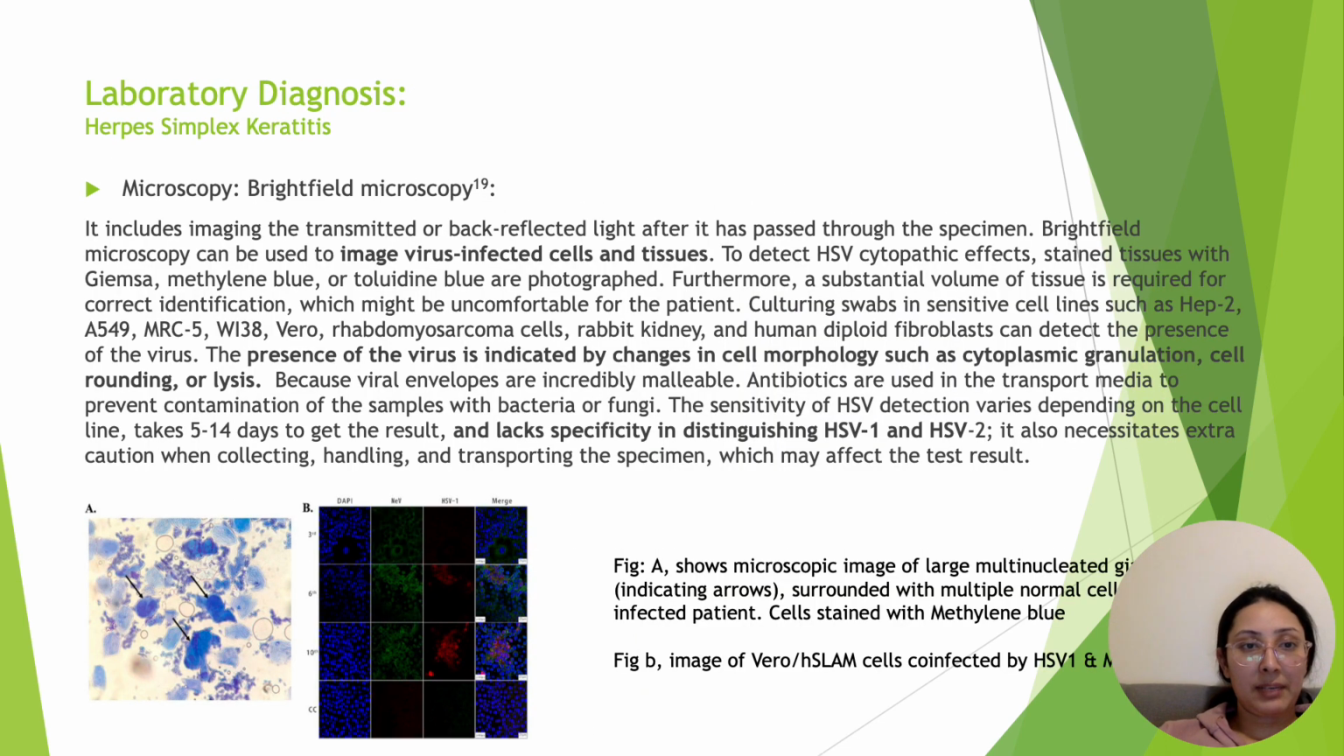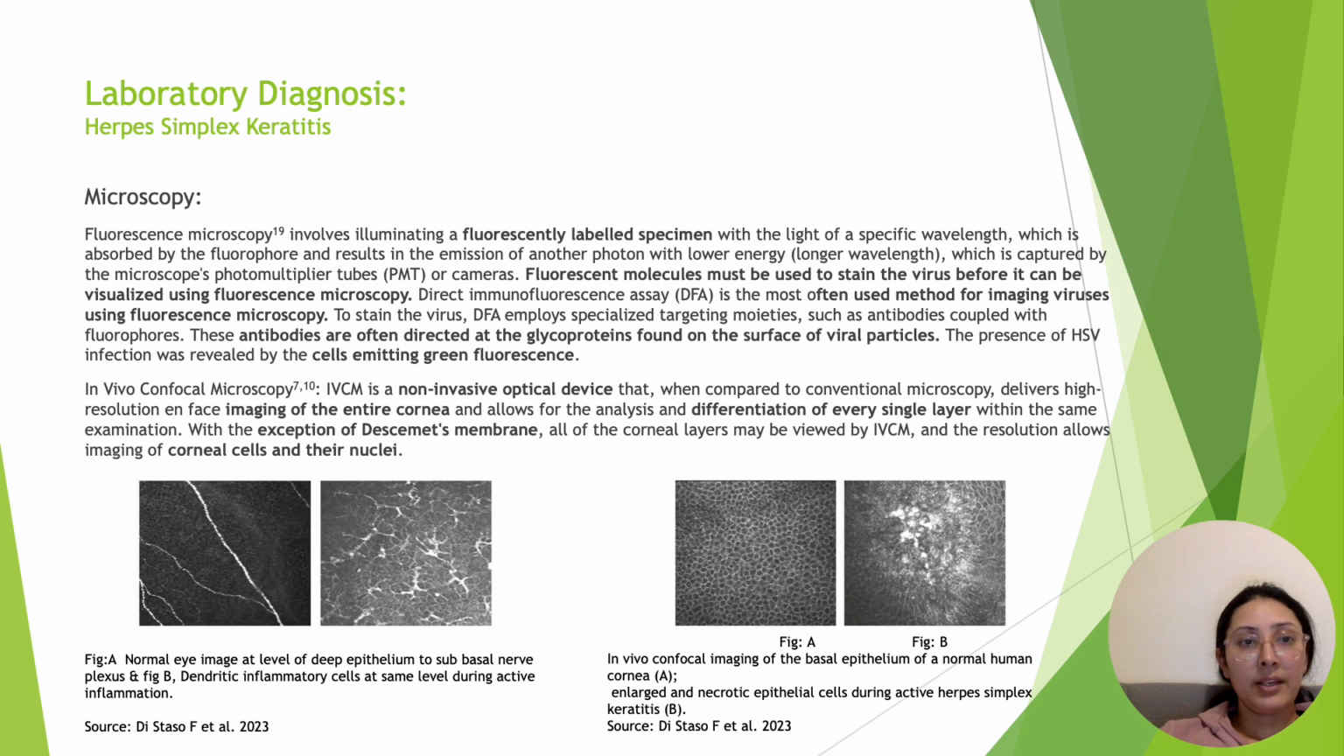So microscopy such as bright field microscopy can also be done. Here large multinucleated giant cells are indicated in the figure amongst the normal cells. In fluorescence microscopy, the virus detector will emit green fluorescence, and with in vivo confocal microscopy, it can take the imaging of the entire cornea except the Descemet's membrane. So here we can see the figures of the normal and the abnormal corneal layers.